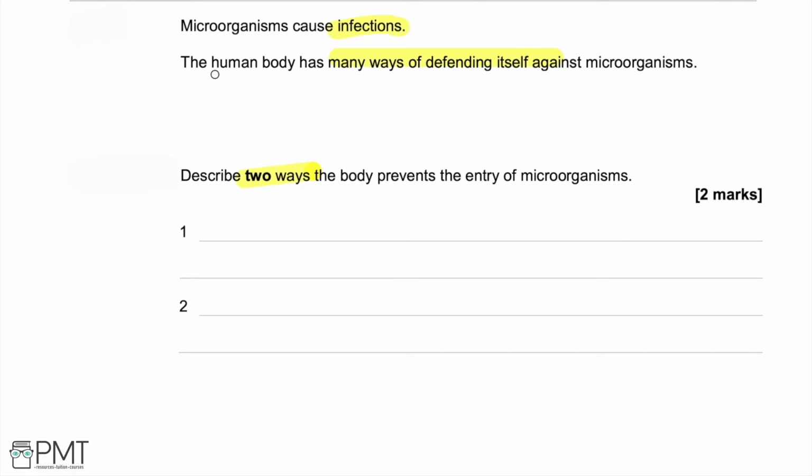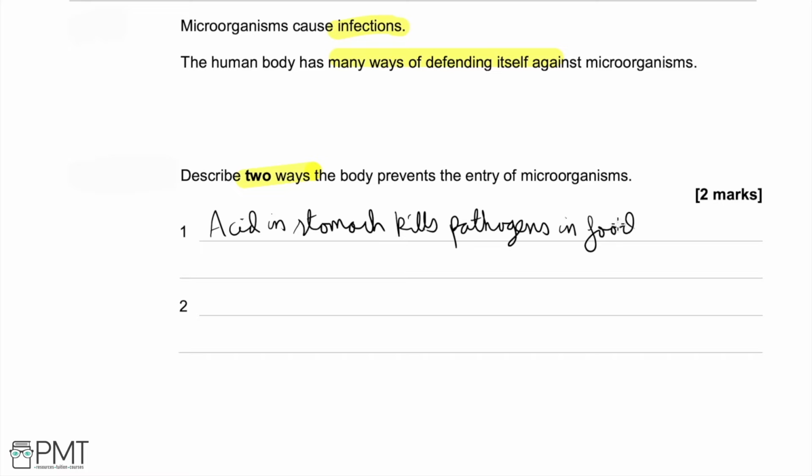So, first of all, in the stomach, any food that's ingested experiences very acidic conditions due to hydrochloric acid in the stomach. So that's the first point. Acid in the stomach kills any pathogens from the food that one eats. Secondly, the largest organ in the body, the skin, protects your body by covering it and forming a barrier. So the skin forms a barrier which prevents the entry of microorganisms.